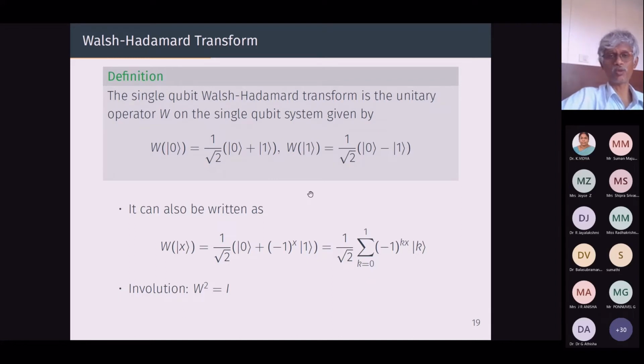So ket of 0 was column 1 0, ket of 1 was column 0 1. So ket of 1, you can think of this as 1 by square root of 2 times the vector 1 1. That is a vector, right? And ket W, how is it mapping 1? It is taking it to 1 by square root of 2 times ket of 0 minus ket of 1.